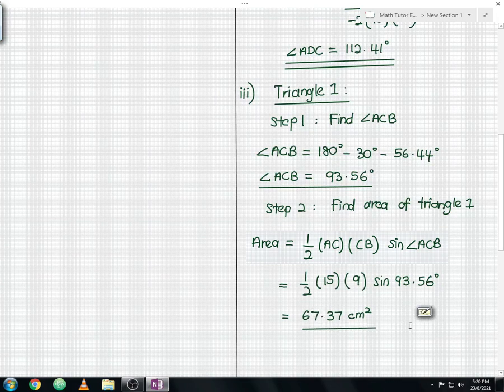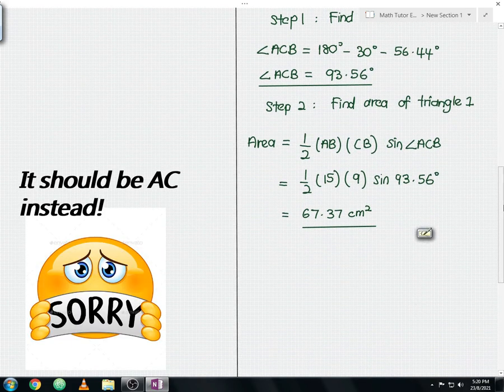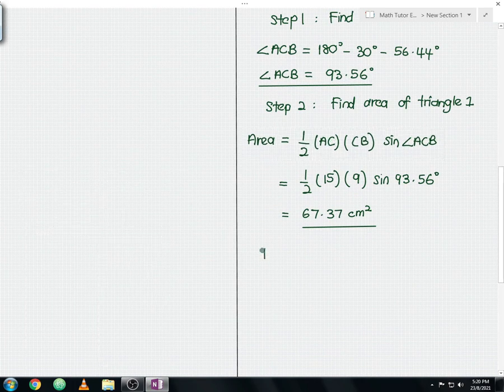Okay, once we find the area of triangle 1, let us proceed our calculation to triangle 2 now. So let me underline this. As I mentioned in my early discussion, if you take a look at triangle 2, there is no angle given, only the length of the three sides of the triangle is given. So by using the three sides of the triangle, it is possible for us to find the area of the triangle by using Heron's formula.